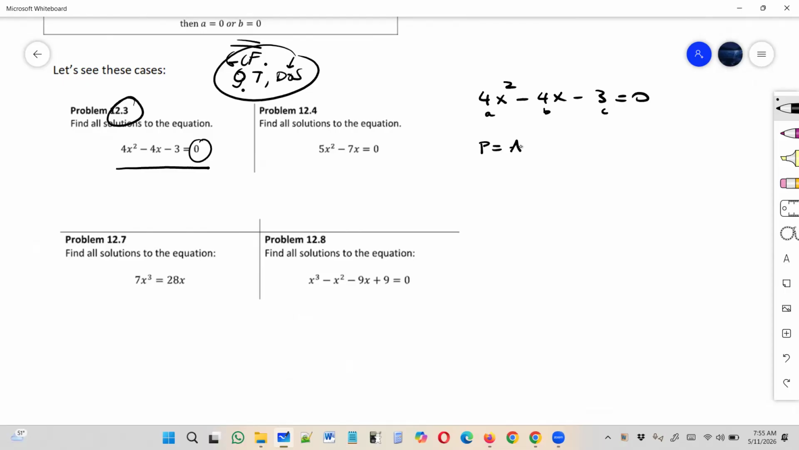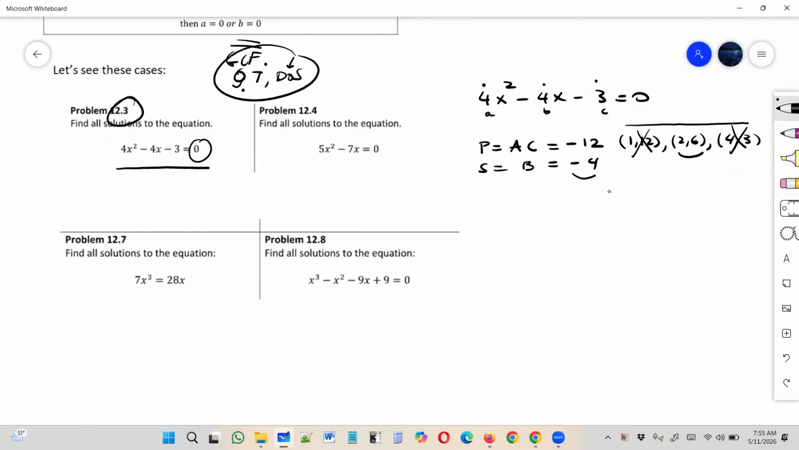The product has to be A times C, which is 4 times negative 3, and the sum has to be B, which is negative 4. So I need to find two numbers whose product is negative 12, so I can try them all. 2 and 6, 4 and 3, ignore the minus, and then look at these 3 pairs and see which possible pair can give me a sum of negative 4. Now, the only possible is this, because these two either are too far apart or too close together.